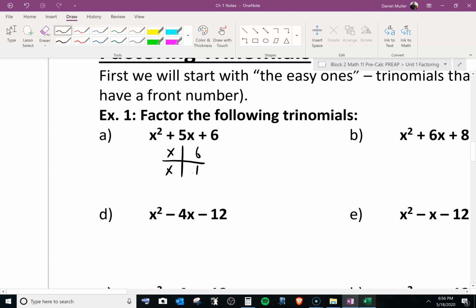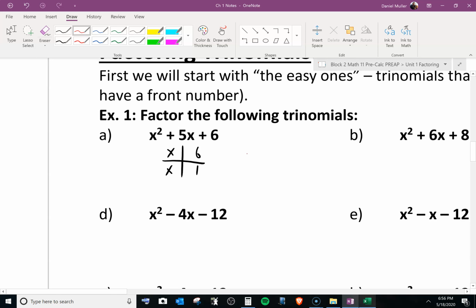Now, once you do that, you multiply your diagonals. So 1 times x, that's a 1x. And 6 times x, that's a 6x. And if you add those, 1 plus 6 is 7 x's. And you need to try to get this to be the middle. Now 7x is not 5x. So that just tells me that I've done something wrong.